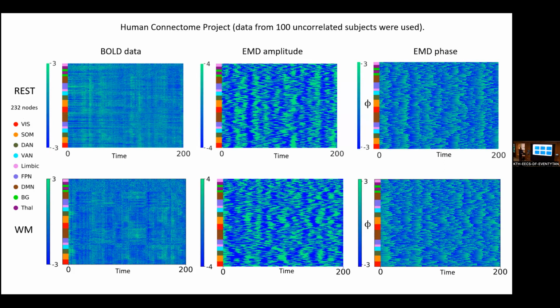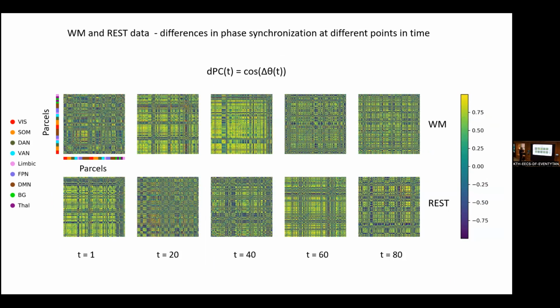So this is from the Human Connectome Project data that you might have heard of. 100 subjects doing working memory and rest. And you have the phase data over there that you work with. And here you compute the instantaneous phase data for different time points. And you see it looks quite different from the toy example I showed you before. Here are the abbreviations for the different networks that you work with: visual, somatomotor, dorsal attention, ventral attention, limbic, frontoparietal network, default mode network, basal ganglia, and thalamus.